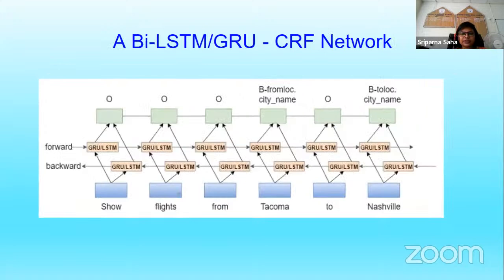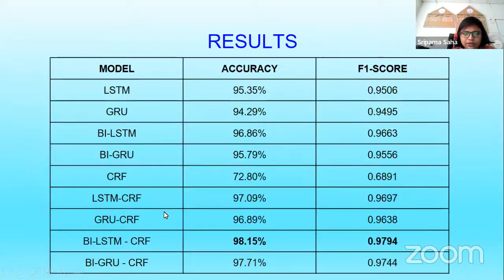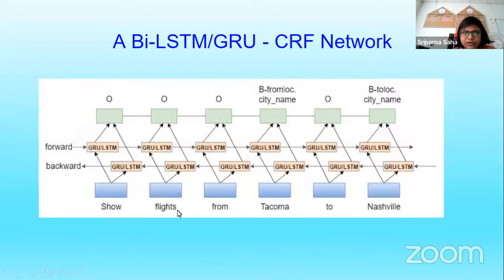Now it is a BiLSTM GRU CRF network. So you can see here we are seeing the forward context as well as the backward context. There is a forward layer of LSTMs, and there is a backward layer of LSTMs, on the same sentence. So that way we can easily capture the context, left and right context.